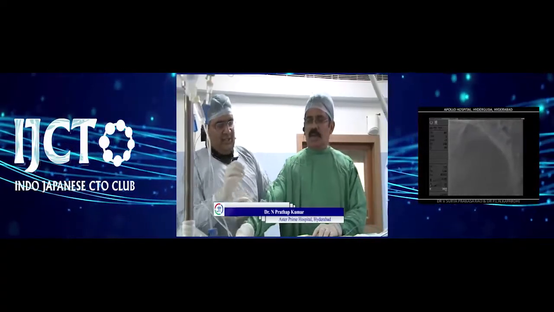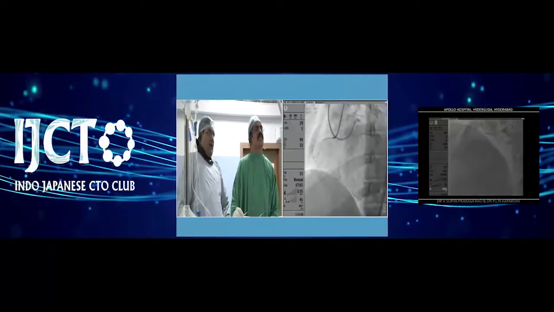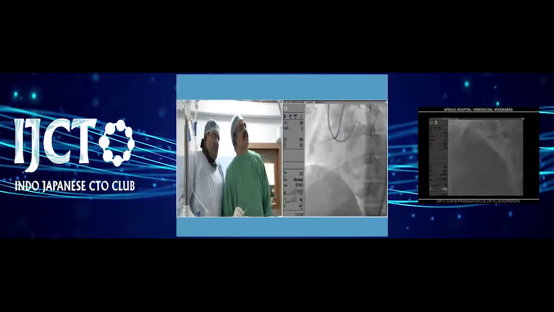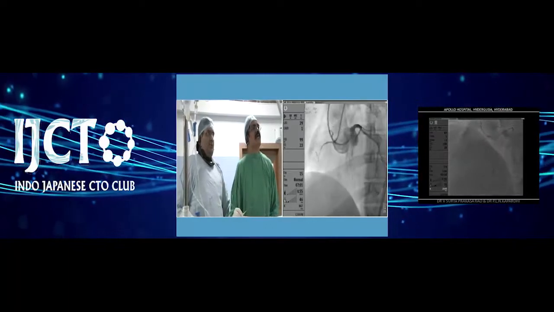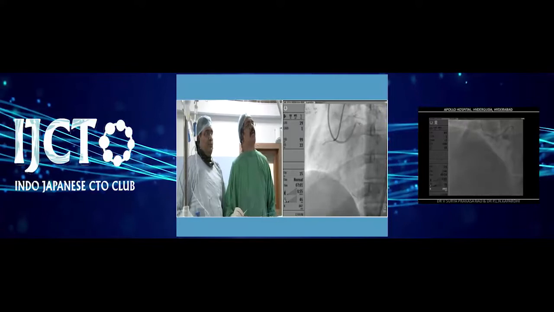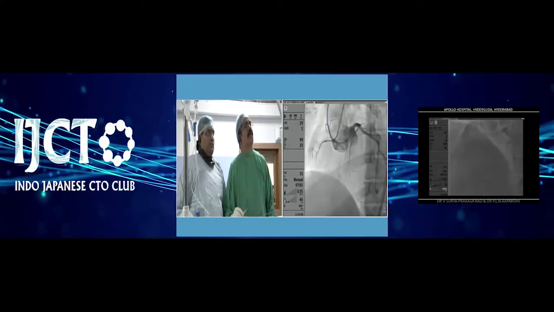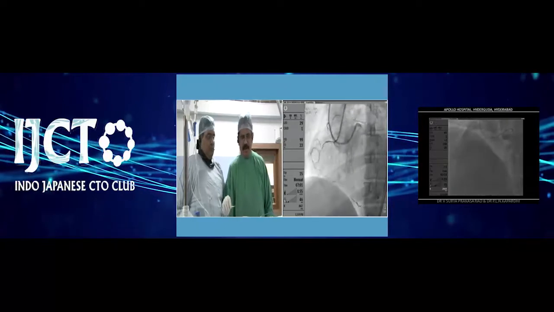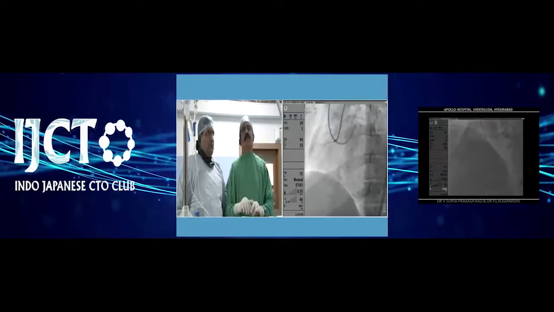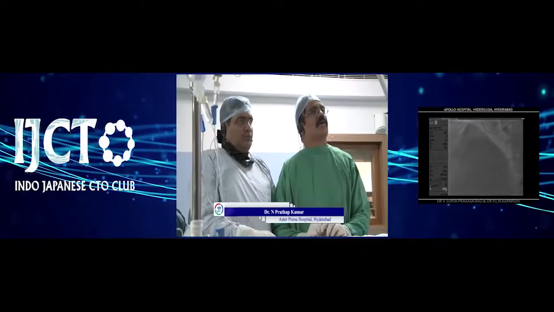Yes, so the strategy initially was we were thinking of a retrograde approach, but once we went through this, then we took a different approach to go antegrade. So let's ask the panel, what's your primary wire here? I'll choose an XT basically. I'll go with an AR kind of a catheter. Use a microcatheter like a FineCross, use an XT wire. And I think we should succeed.